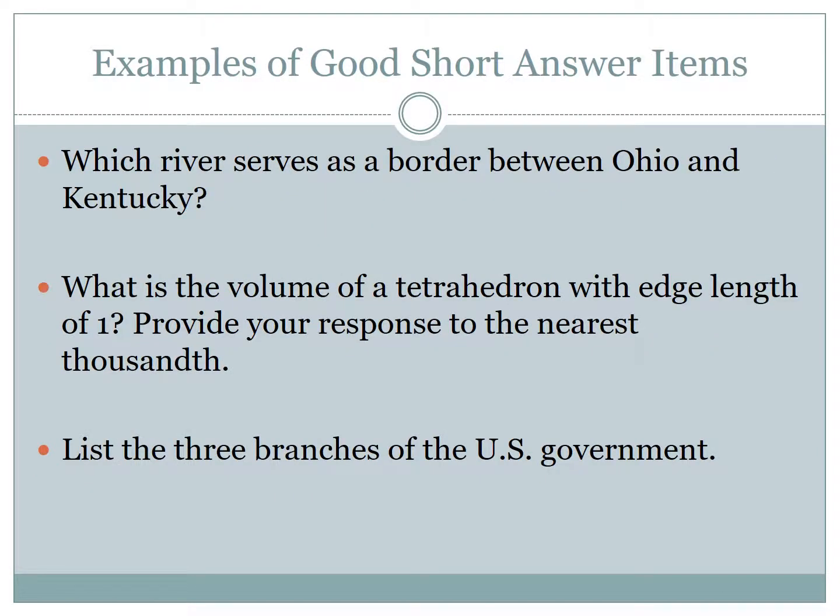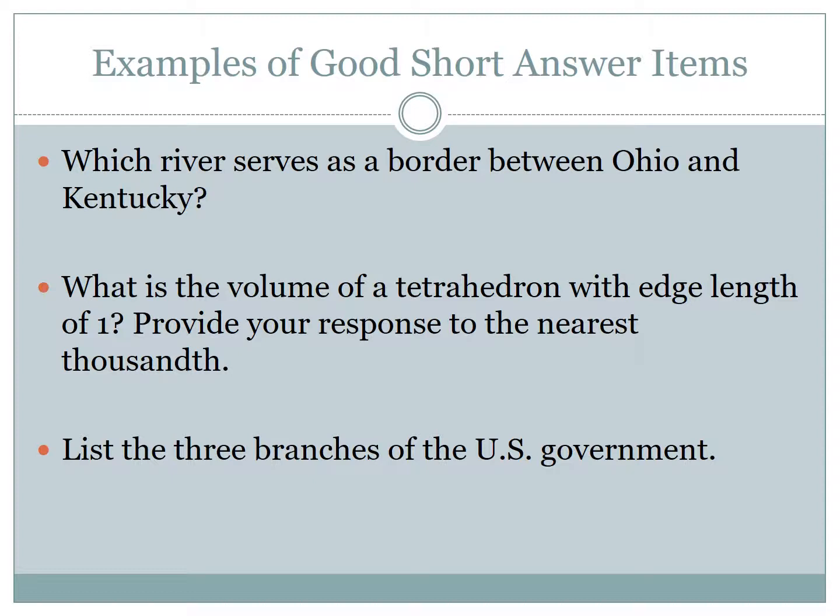So what are some examples of good short answer items? You might say, which river serves as a border between Ohio and Kentucky? That could be answered in a couple of words, right? It could also be done as a completion item, just by rewording it: the river that serves as a border between Ohio and Kentucky is blank.